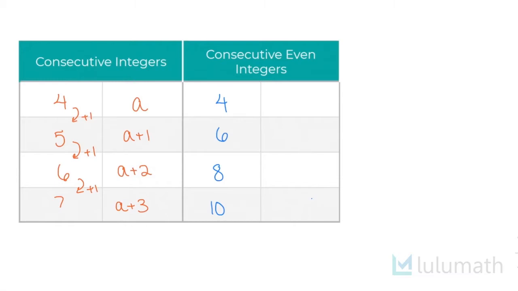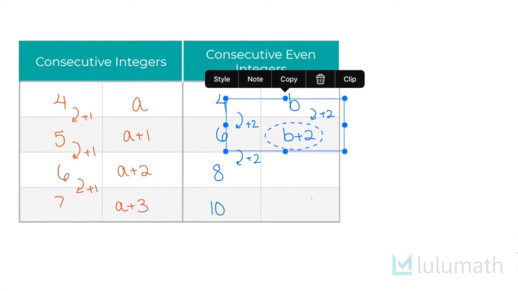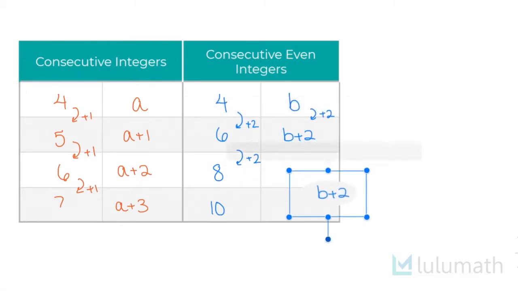So let's say my first integer was b. I'm going to use a different variable here so we can see this is a separate situation. To go from 4 to 6, I would have to add 2. So I would have b plus 2. Same thing here, I would just add that same 2. Now, to go from 6 to 8, I would add another 2. So here I would take this b plus 2 and then add another 2 to that.